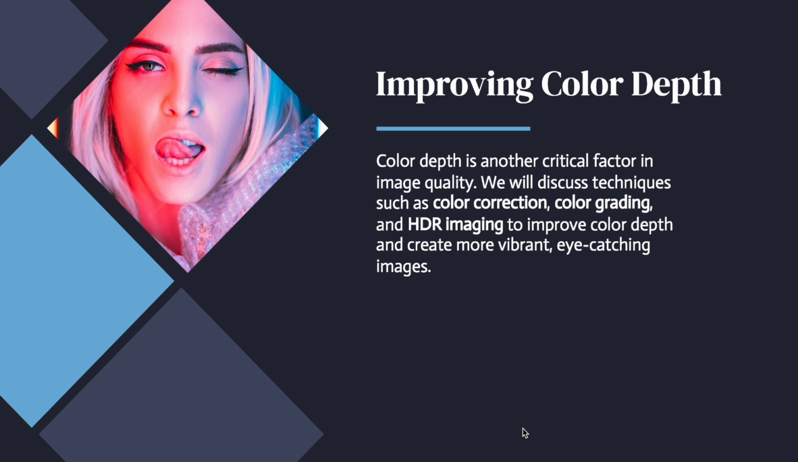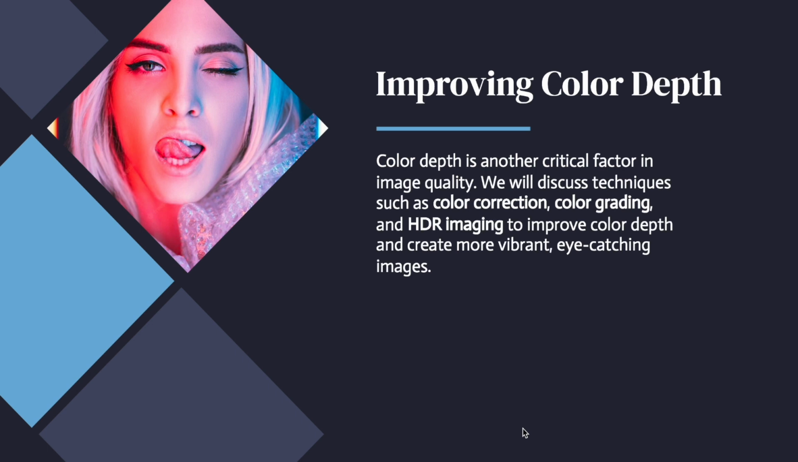First, color quantization. This technique involves reducing the number of colors in the image while maintaining its overall appearance. Second, gamma correction. This technique involves adjusting the brightness levels of an image to improve the contrast and color accuracy. Third, high dynamic range, HDR imaging. This technique involves capturing multiple images of the same scene with different exposure settings and then combining them to create an image with a higher color depth.